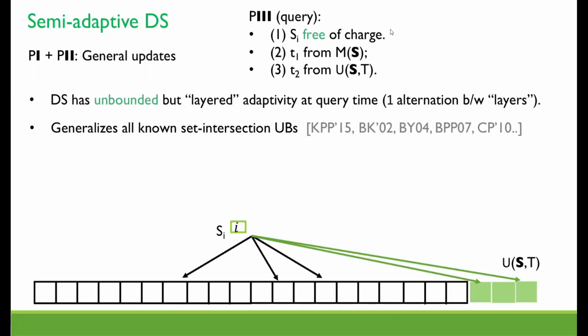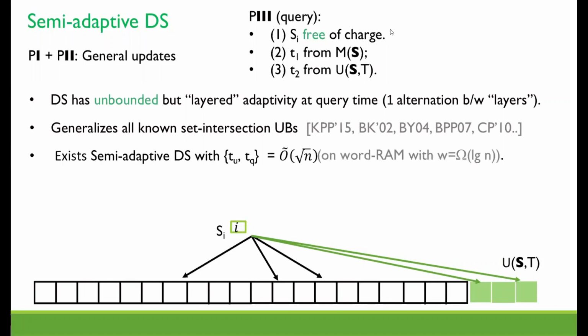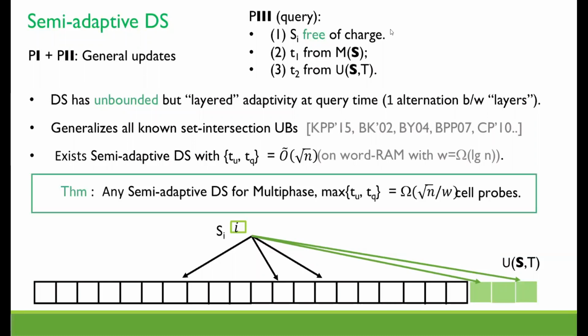And surprisingly, this generalizes all known set intersection upper bounds. Also, there exists a square root n upper bound for semi-adaptive data structures. And we show that this is nearly tight, as any semi-adaptive data structure for multiphase must have square root n probes.